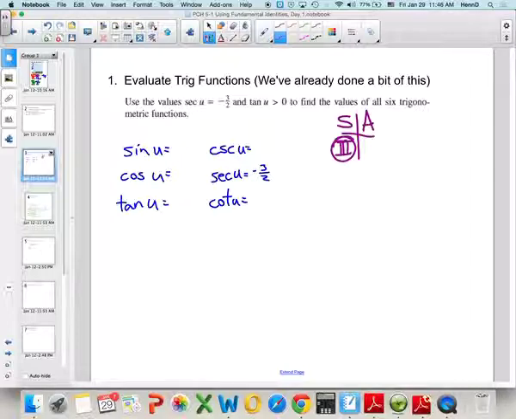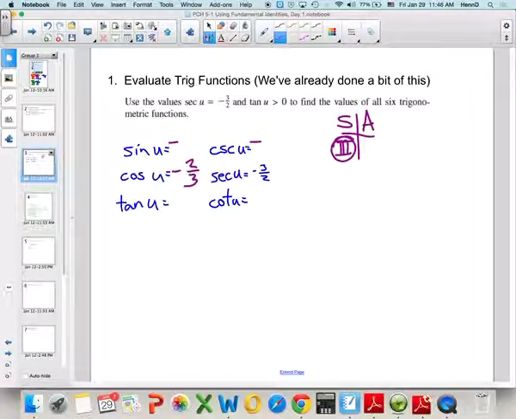So that tells me my cosine's going to be negative, sine's going to be negative, cosecant's going to be negative. I got all my negatives taken care of, so I don't need to worry about forgetting them anymore. Now we can focus on what the values are. What would be easiest to find next? Cosine, it's negative 2/3. What identity did you use? The reciprocal identity. Good.